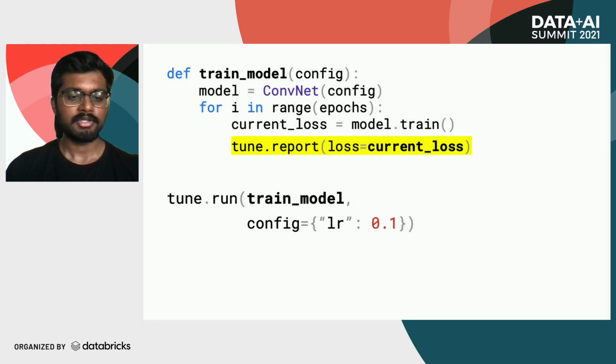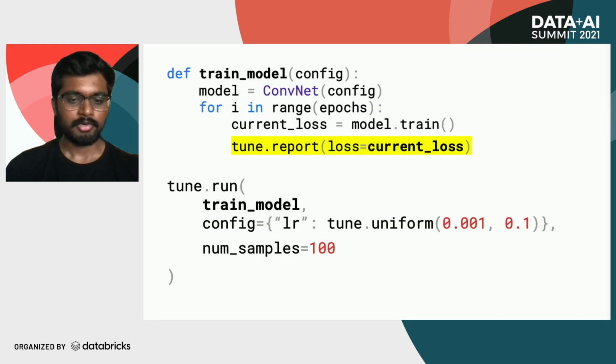And finally, we take our training function and pass it into a tune.run call. And we can also specify any hyperparameters we want through a configuration argument. So in this case, we have a learning rate of 0.1. And you can also specify a search space. So what this will do is you can run your training function. This will create 100 different samples, or 100 different training runs. Each of them will have a different learning rate hyperparameter, which is sampled from this uniform search space from 0.001 to 0.1. And all of these different training runs are going to be run in parallel.